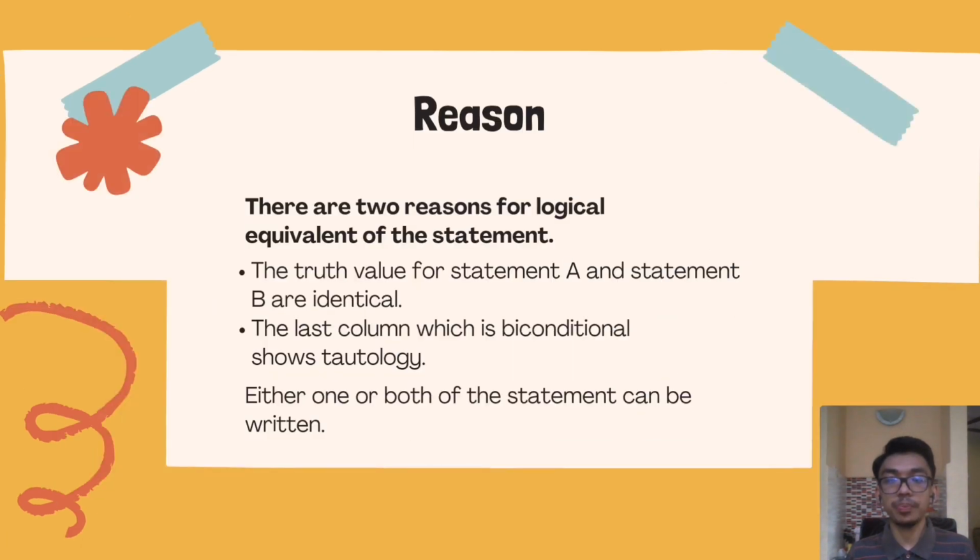Write a reason. There are two reasons for logical equivalence of the statements. The first one is that the truth values for statement 1 and statement 2 are identical. The second one is that the last column, which is the biconditional, shows a tautology. What is a tautology? A tautology is a statement that is always true, as it shows in the biconditional column of the truth table if it's logically equivalent. Either one or both of these reasons can be written.